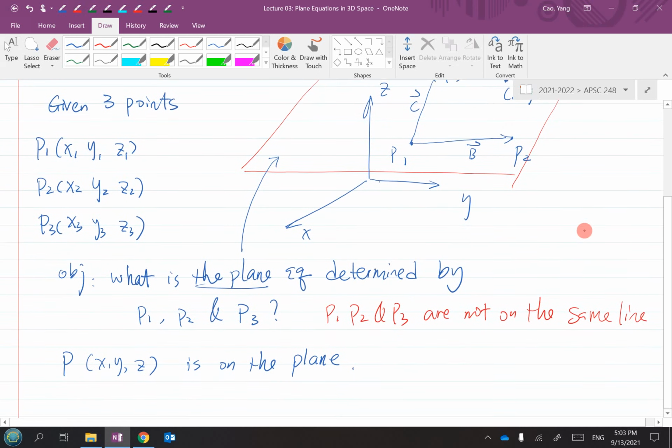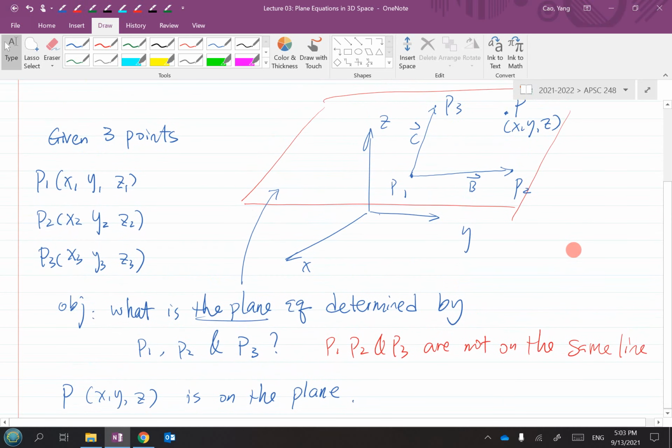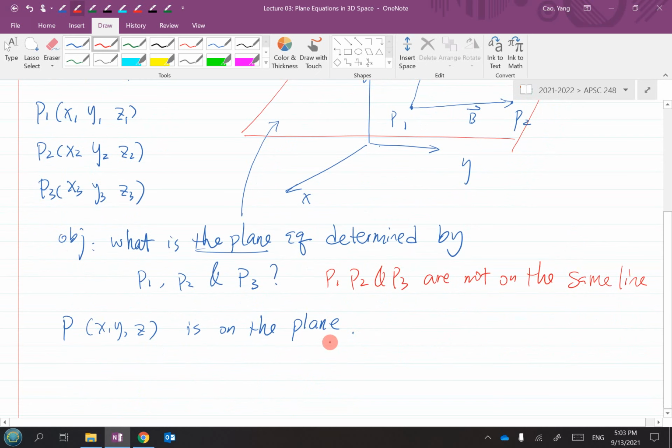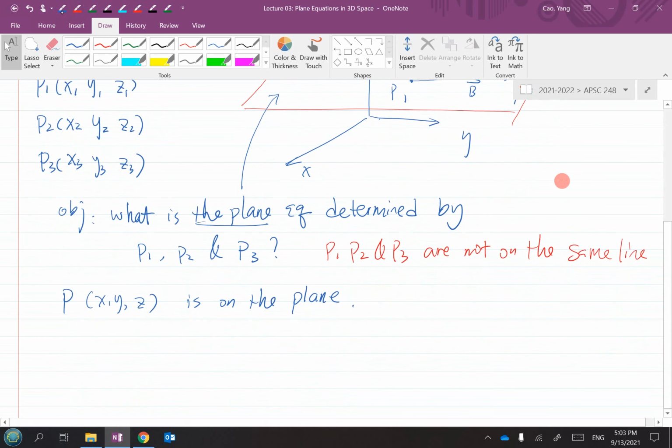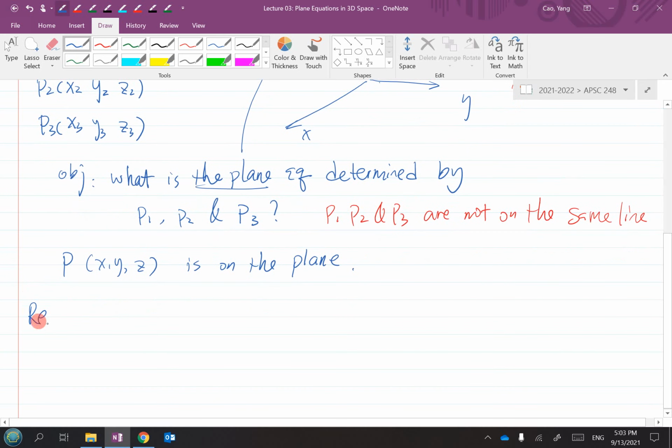To find this plane equation, we introduce another variable called point P. This point P has the coordinates x, y, z. It's a general variable, and the point P is on the plane. So now the objective is to find an expression that contains the 3 variables x, y, z, which will be an equation describing this plane in 3D space. Let's solve this question today, and then we'll look at a few examples.